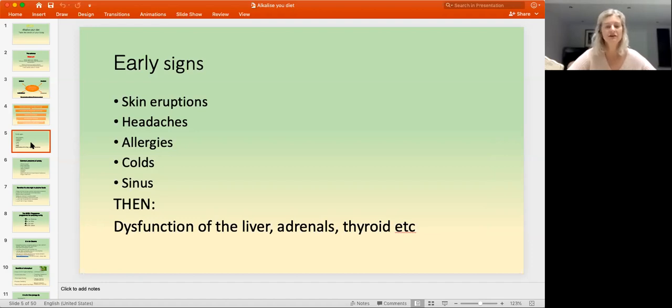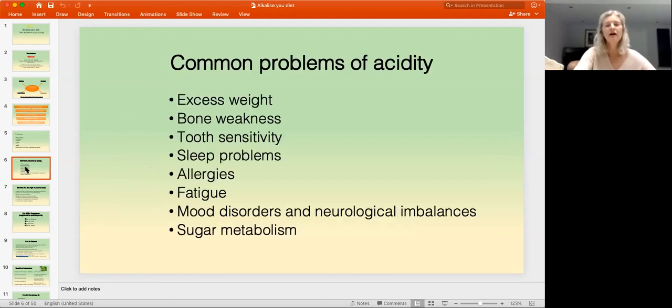They can lead to dysfunction of the liver, or they might lead to dysfunction of your adrenals. So then your hormones can come out of balance, or your thyroid. So once again, your hormones and your metabolism, it really sort of cascades to the problems that you can then experience. Common problems that we see with acidity, we can see that people carry excess weight.